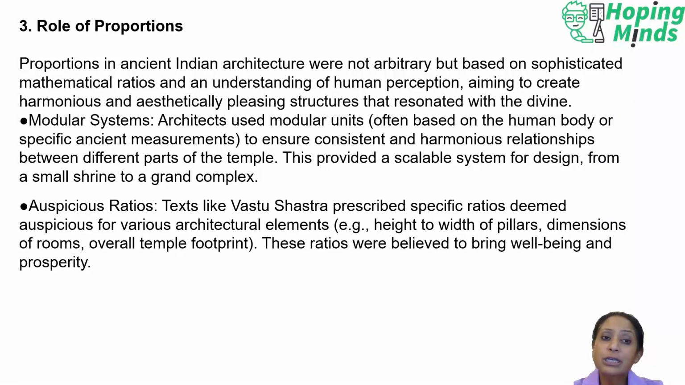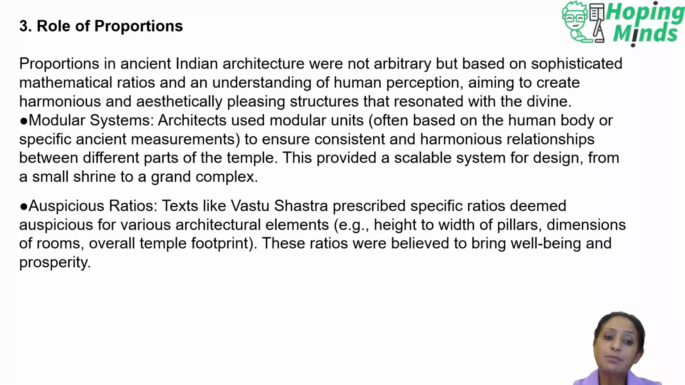Then we have the modular systems in the role of proportions. Architects use modular units, often based on the human body or specific ancient measurements, to ensure consistent and harmonious relationships between different parts of the temple. This provided a scalable system for design from a small shrine to a grand complex.